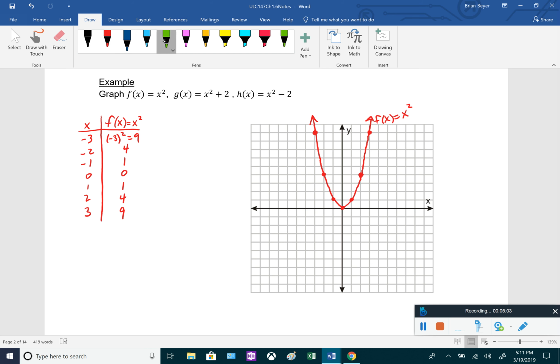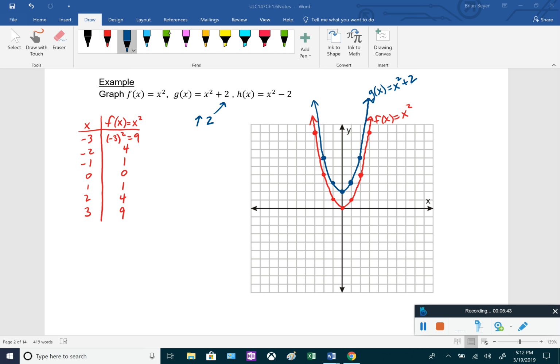So for g of x here, the plus 2 is a vertical shift up 2 units. You can see that it's completely after everything. It's just plus 2 after the x squared. So we're going to take every coordinate and move it up 2 units. I'm not going to move the leftmost and rightmost coordinate up because they're going to be off the graph. So I'm moving everything up 2 units. The shape is going to stay exactly the same, and I'll connect those. And it's going to look something like that for g of x.